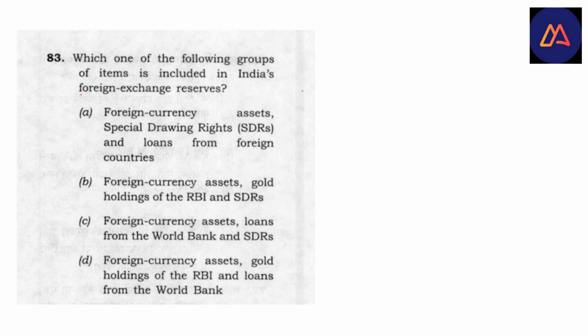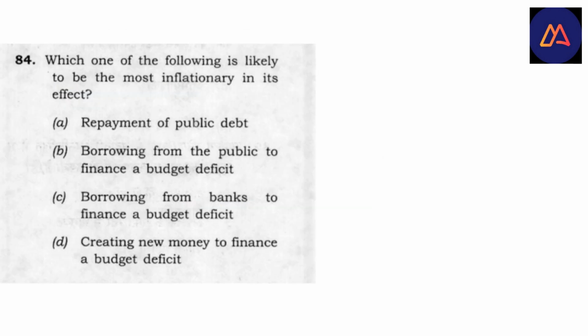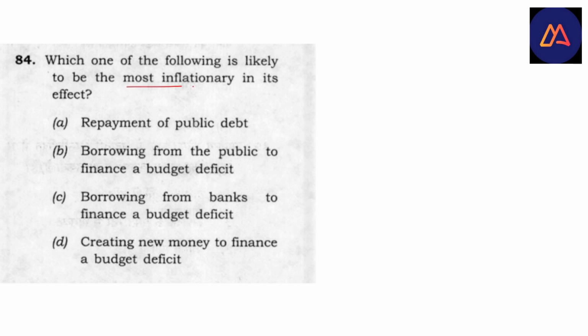And which included foreign exchange reserves. So this was one of the simplest, or rather, you should not say simplest, but very important and simple questions, in the basic books. In the basic books, you will find this answer, which is B. So 83 is B, which has the most inflationary effect. And again, this is what I said about using previous year question papers.